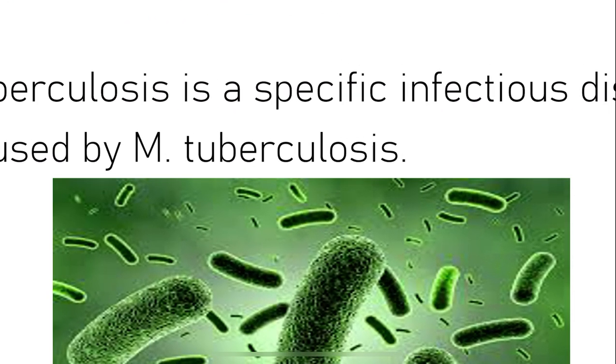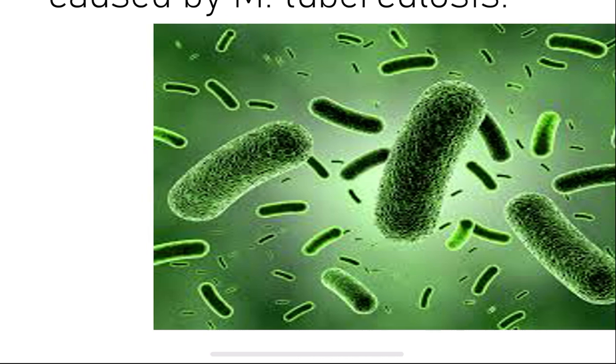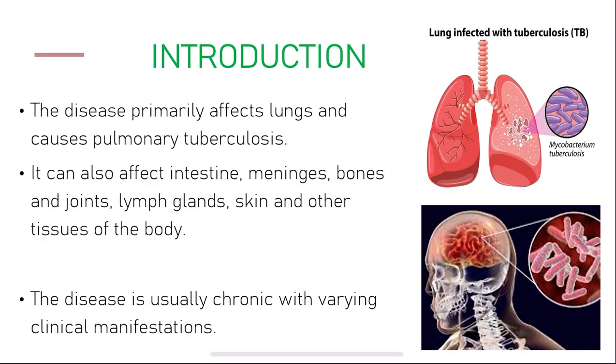You can see the picture of the Mycobacterium tuberculosis given in the slide. TB is caused by this microorganism named Mycobacterium tuberculosis. The disease primarily affects the lungs and it causes pulmonary TB. When the lungs are infected with TB, it is referred to as pulmonary TB. It also affects the intestines, meninges, bones, joints, lymph glands, skin, and other tissues of the body.